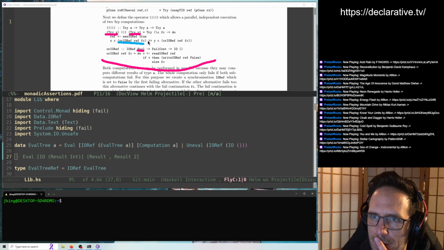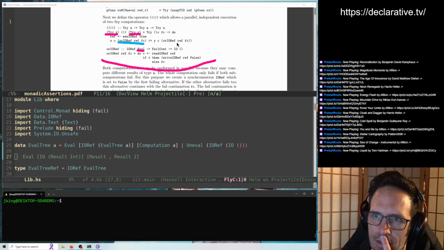The fail continuation passed in here. So I think what this is doing then is we're going to try this branch. Right, and if this branch evaluates first, we write to the IORef false, and then this one tries to evaluate the same thing, but v is going to be false, so it's just going to go to the failure continuation on this side.